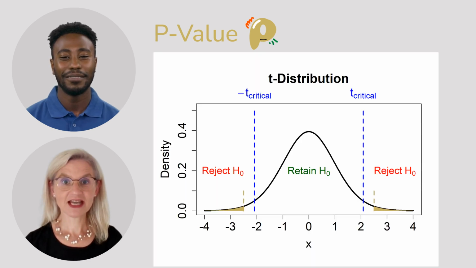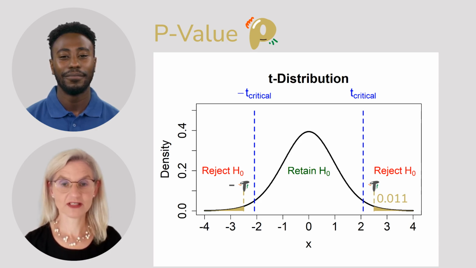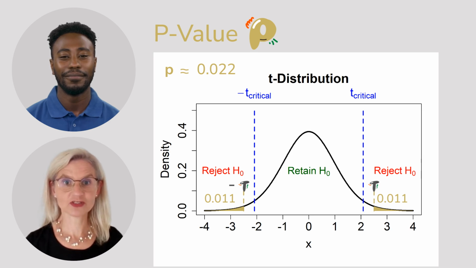Of course. In the graphic, the p-value is shown as the yellow shaded area. In this example, our test statistic is 2.5. The area in the right tail beyond 2.5 is about 0.011, and on the left side, beyond minus 2.5, it's also about 0.011. Together, this gives a p-value of approximately 0.022, which is smaller than our significance level alpha of 5%. Therefore, we reject the null hypothesis.